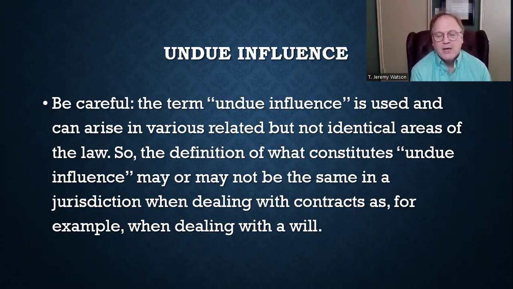For instance, undue influence can be sufficient to invalidate a contract in contract law. Undue influence can also be sufficient to invalidate a will in probate law. In any particular jurisdiction, the elements of undue influence in contract law versus undue influence in probate law may be the same, but they're probably not identical. They may be identical, they may be the same in some jurisdictions. In most jurisdictions, they're going to be slightly different, just because of the nature of the cases, right?